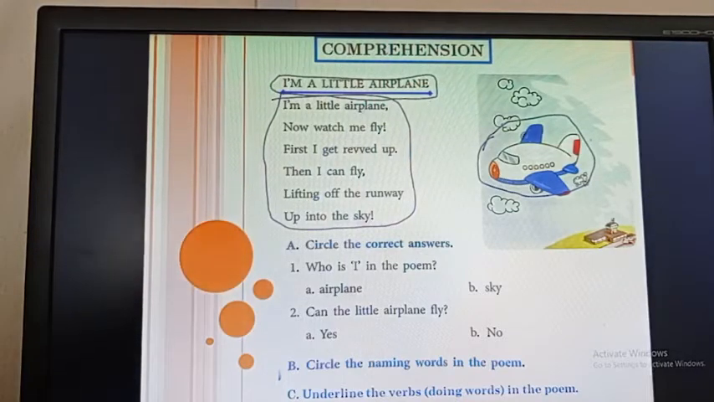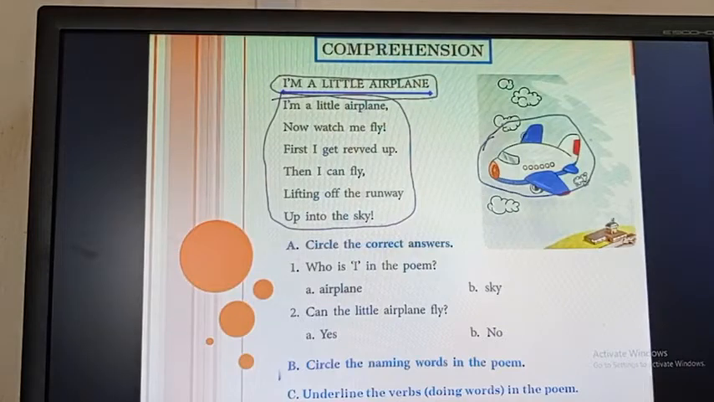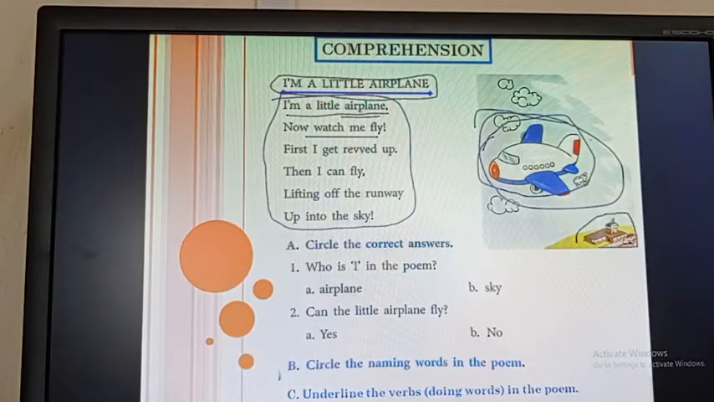Okay, let us now understand it properly, then it will be easy for us to answer the questions. So this is about an airplane or aeroplane. The aeroplane is saying, I am a little airplane. Now watch me fly. Here is the aeroplane or airplane, and here you can see the buildings. This is the airport. Here in this corner an aeroplane is getting ready to fly, and this is the runway.